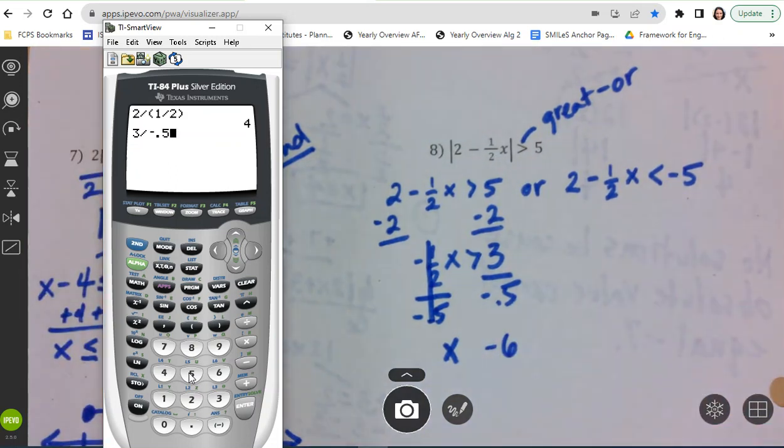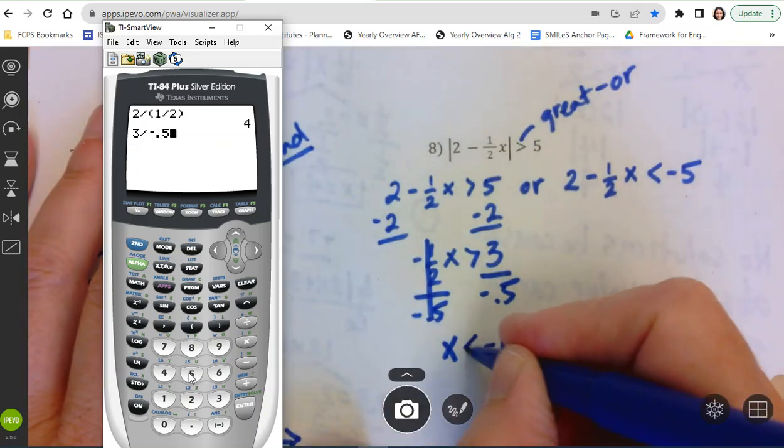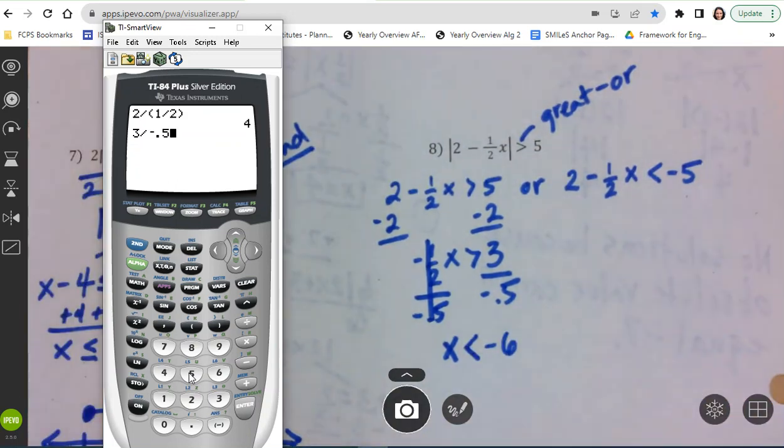Who remembers when you divide both sides by a negative number, what happens to my greater than sign? It does flip. Does anybody remember that from elementary school, maybe middle school? When you divide both sides of an inequality by a negative number, that inequality flips. All right, so my greater than is now a less than, and that's because both sides were divided by a negative number.